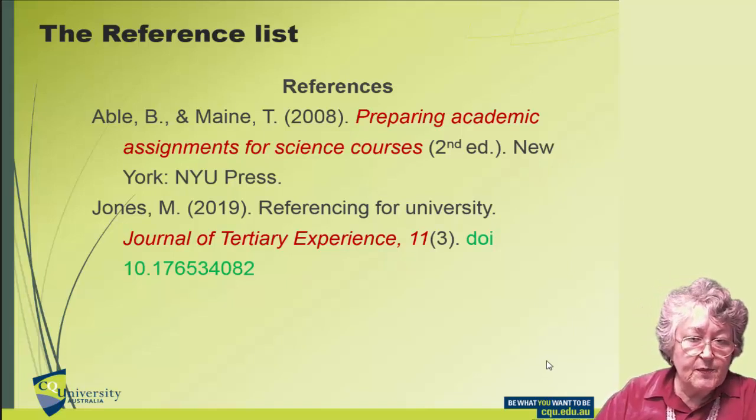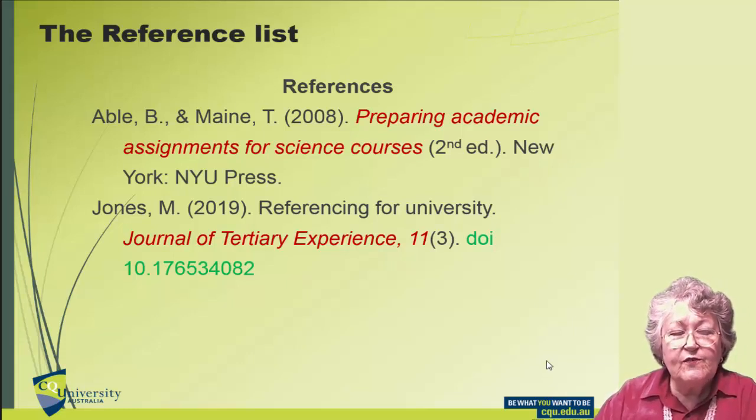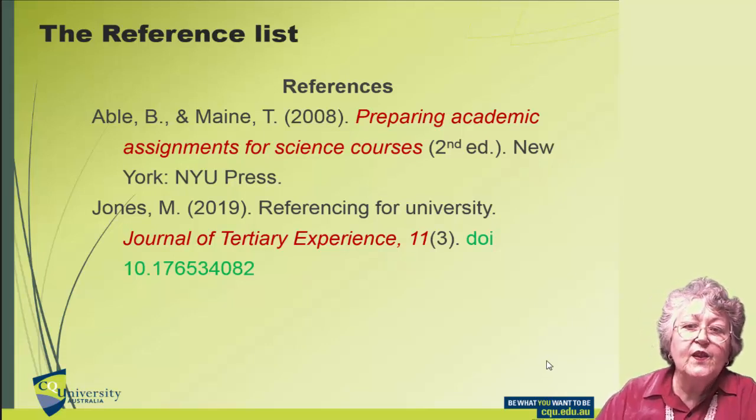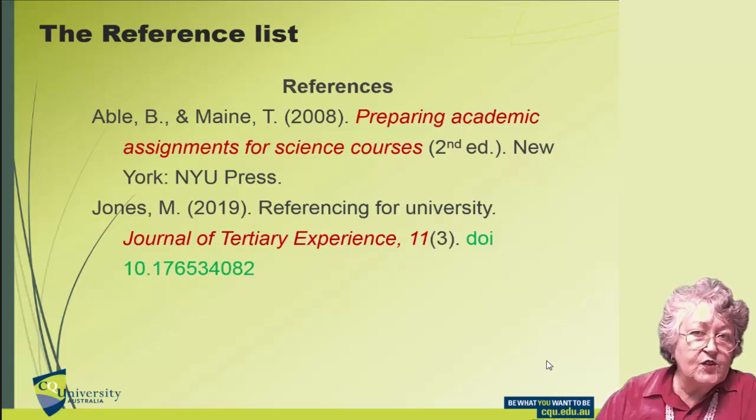So the Journal of Tertiary Experience, comma, and after that we have more information. The 11 refers to the volume of that journal, and the 3 in brackets is the issue number. And those two items are important. You may, if you want to, add pages after that, but if you don't want to, you don't have to. You put a full stop at the close of brackets.